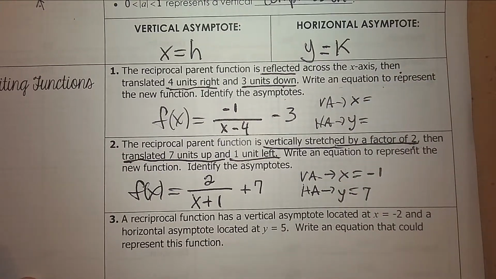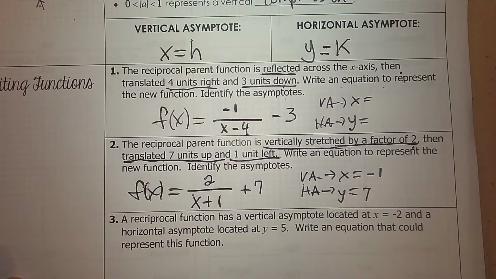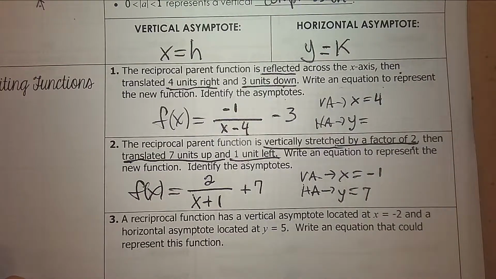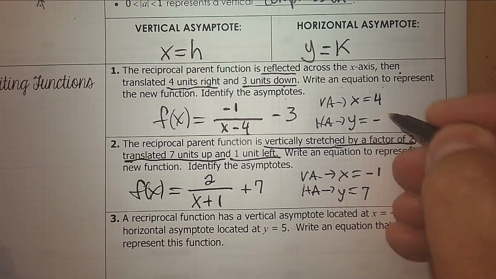Do you know where to look to know where the vertical asymptote is? You look in the denominator, yes? What's the 0 of the denominator? Good. For the horizontal, is there a constant being adding or subtracting? So the horizontal is -3. All right, you try number 3.